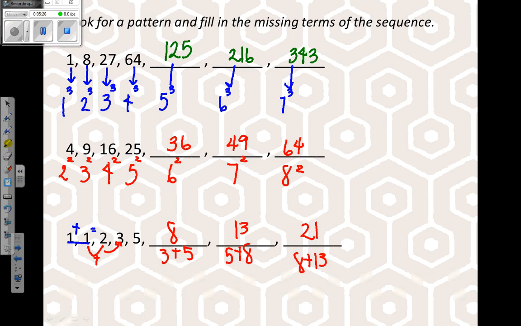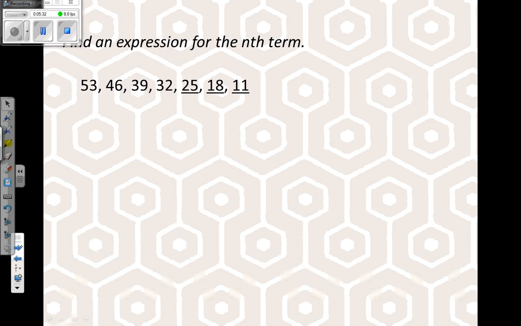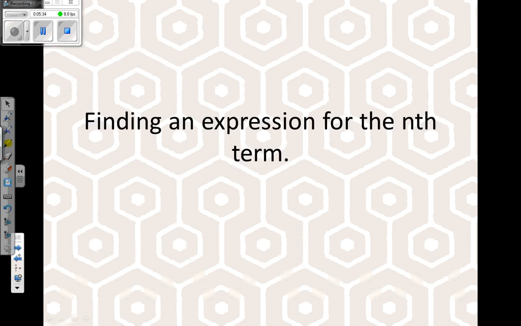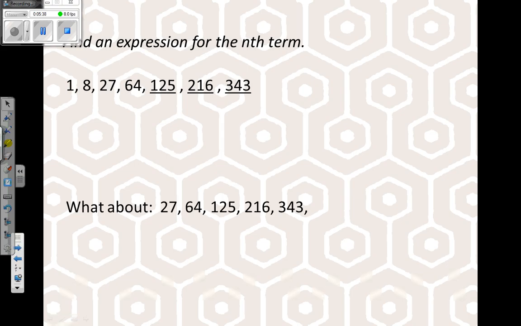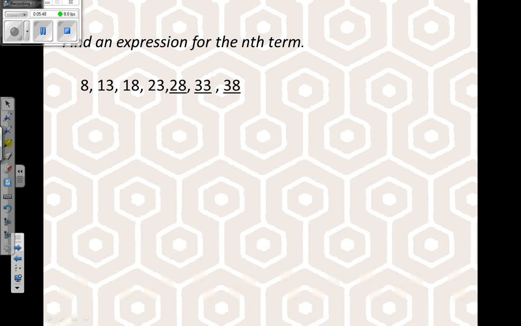The other thing that we need to look at in this video is finding an expression for the nth term. If they're asking you to find an expression for the nth term, you may have to find the sequence first, but then they want to know in general what's the rule for the sequence. So let's go back and look at the first sequence that we looked at just a minute ago.